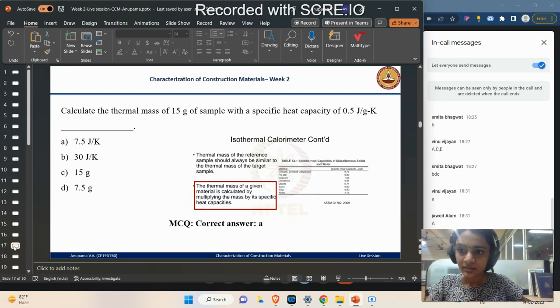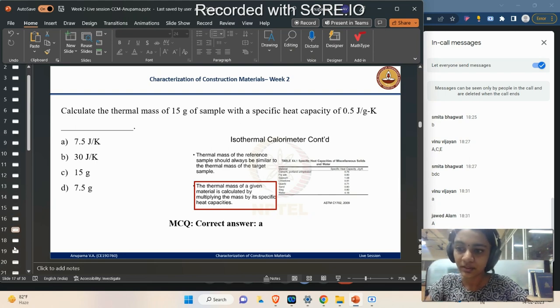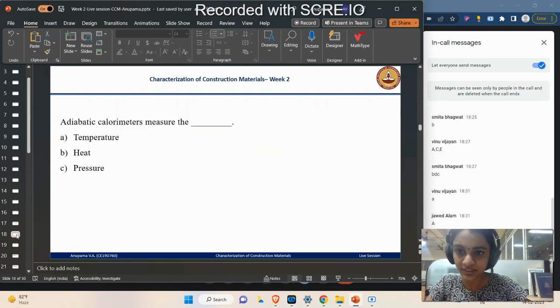Okay, let's move to the correct answer. The correct answer is A. So what is the thermal mass? It is the product of mass of the sample and its specific heat capacity. Here the mass is 15, specific heat capacity is 0.5 joule per gram Kelvin. Multiply both, you will get 7.5 joule per Kelvin. So the correct answer is A. Thank you guys for the response. Okay, let's move to the next question here.